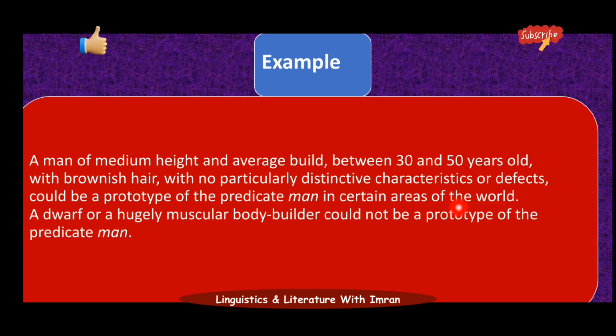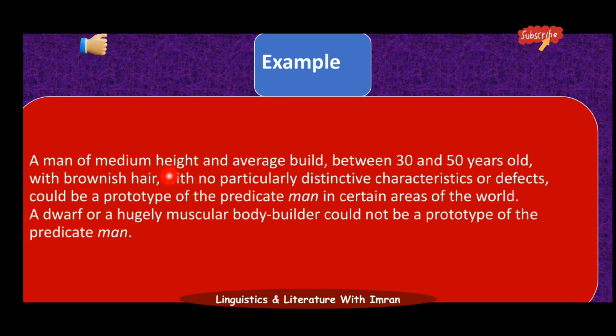So we would see what is the most typical. Typical would be medium height, right? An average build, not a bodybuilder, not very thin. And age would be between 30 and 50 years old, with brownish hair, right? With no particularly distinctive characteristics or defects. If a person has some physical defects, that would not be the prototype of a man. Could be a prototype of the predicate man in certain areas of the world. Like in Japan, might be okay, we can't say that a medium height.